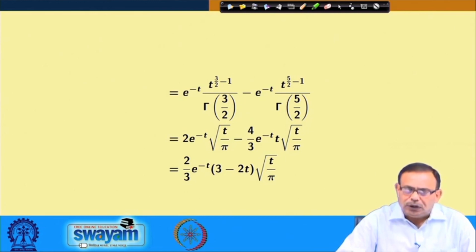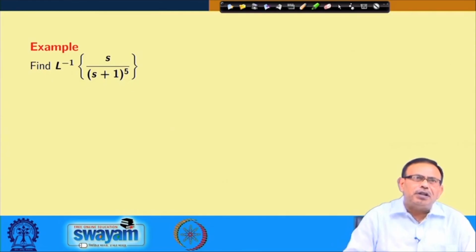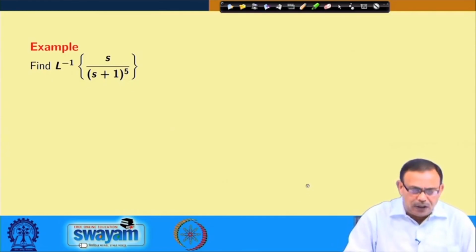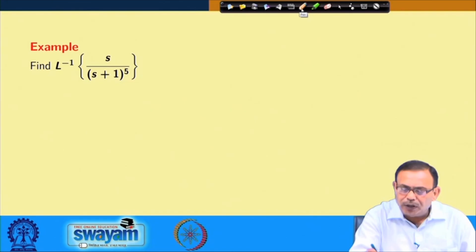So, the next example is Laplace inverse of s by (s plus 1) to the power 5.